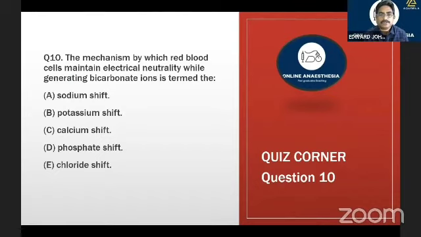Yes, almost. Now the participants have increased to around 50%. Most of them answered correctly. So it is a chloride shift.